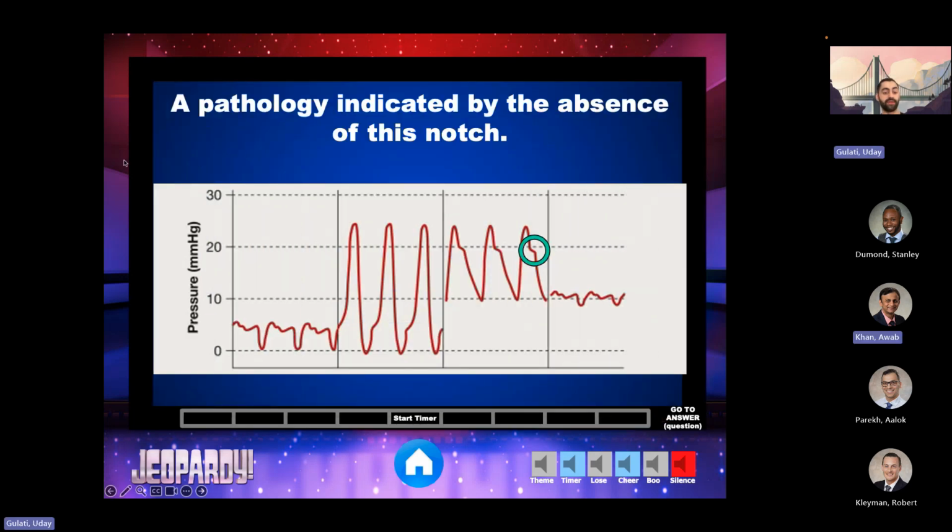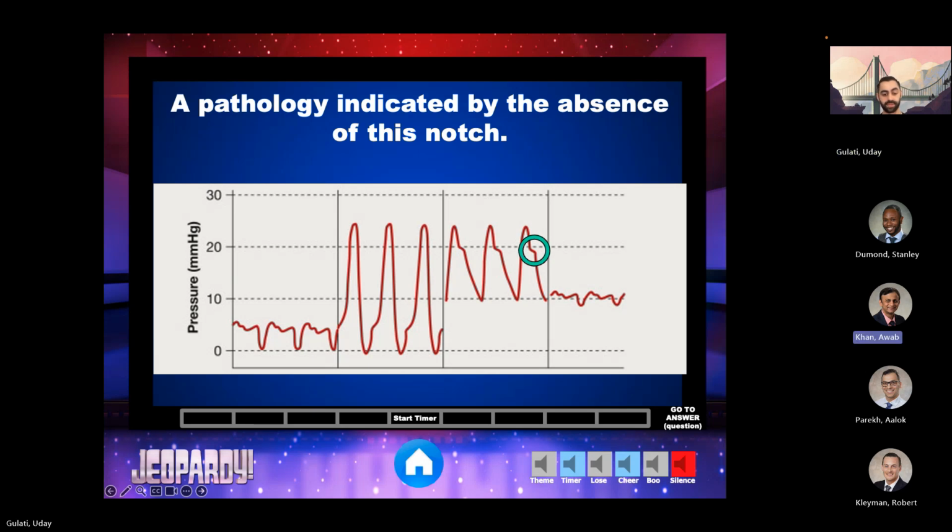All right. A pathology indicated by the absence of this notch. So I think the first step is just identifying what waveform we're looking at. Can anyone just tell me what waveform we're looking at?